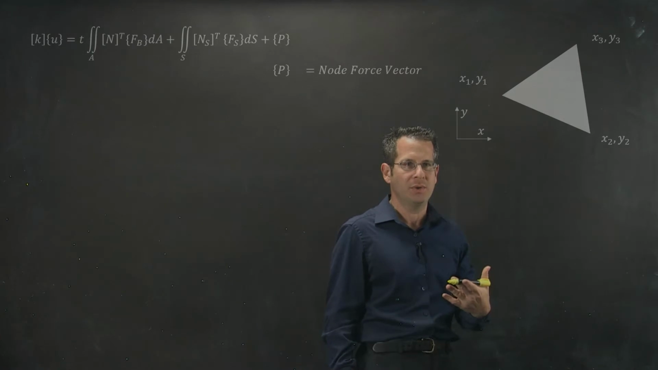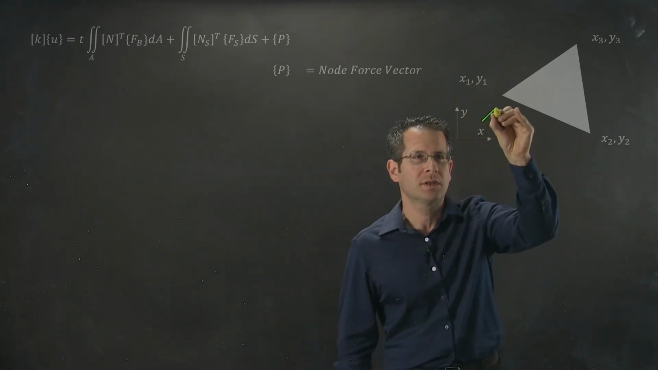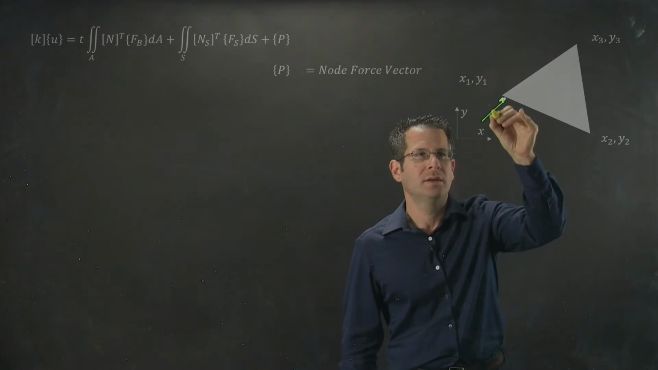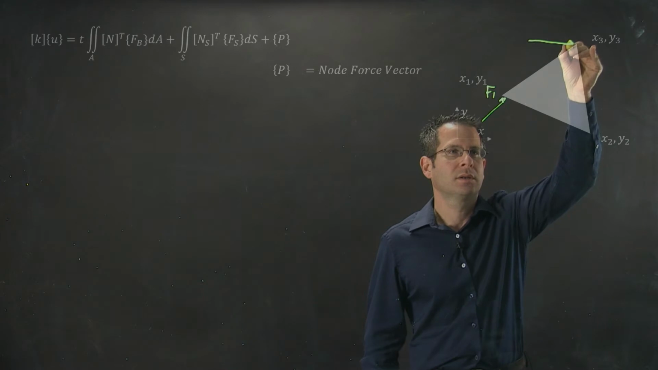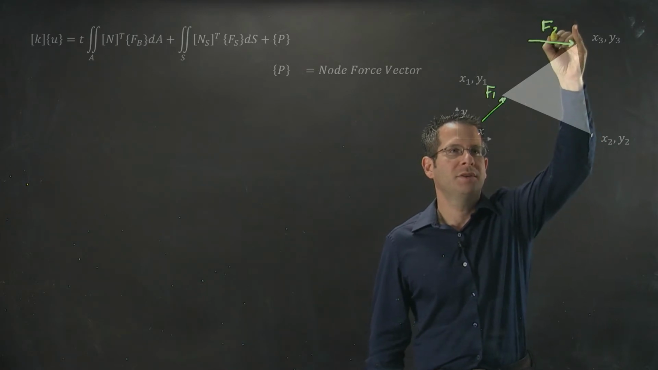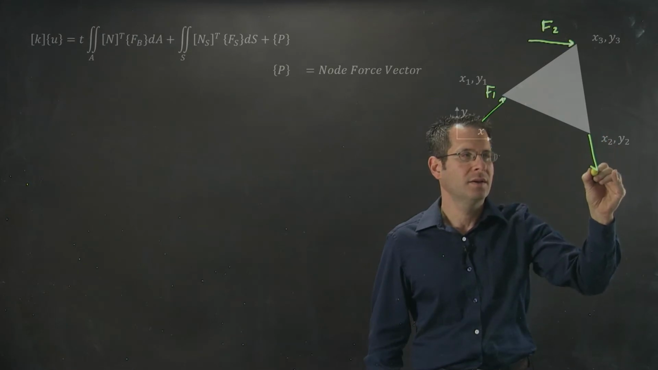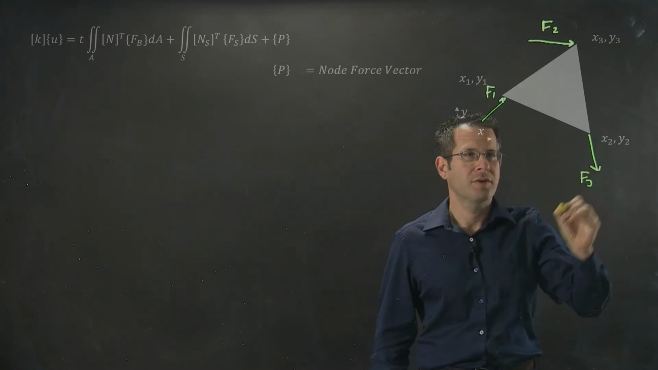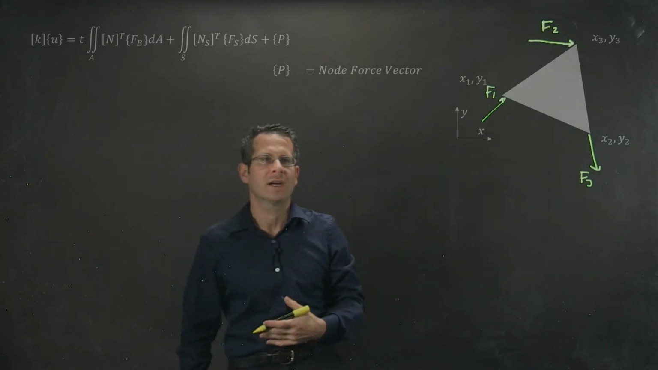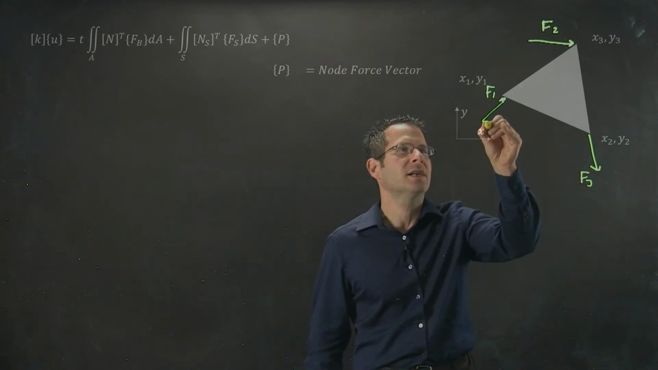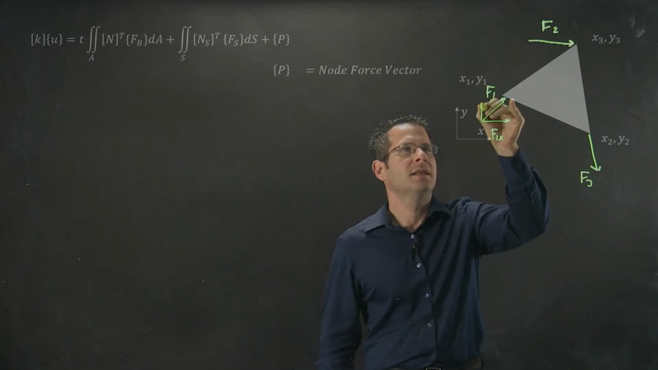be applied at nodes. So if this is node 1, I could have a force F1. I could have a force F2, and I could have some force, maybe it's coming out this way, force F3. Of course, each of these forces can have a component in the x direction and a component in the y direction. So this could be F1x.